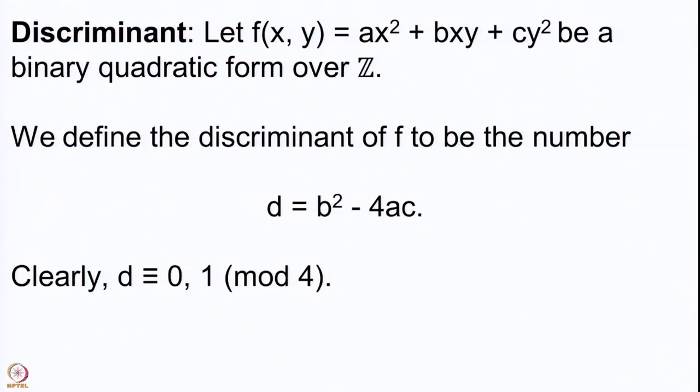Welcome back. We are studying integral binary quadratic forms, and we introduced some transformations which are essentially change of variables, and we also introduced the concept of the discriminant of a quadratic form. So the definition is here in front of you in the slide. If your form is ax squared plus bxy plus cy squared, then the discriminant is b squared minus 4ac. And we also noticed that since b squared is always 0 or 1 modulo 4, the discriminant is always going to be congruent to 0 or 1 modulo 4.